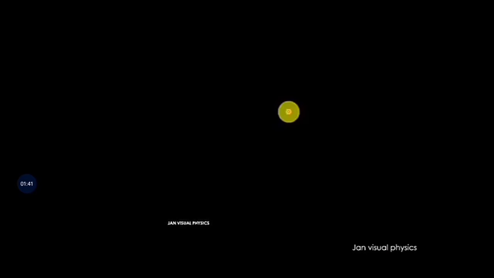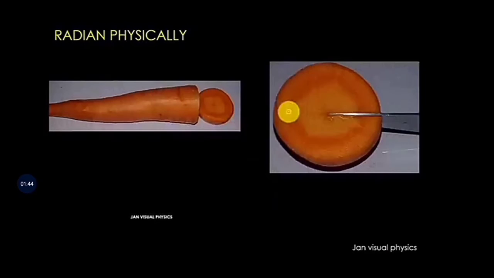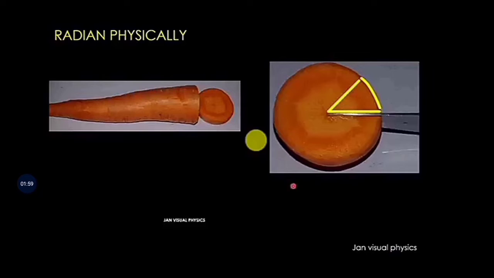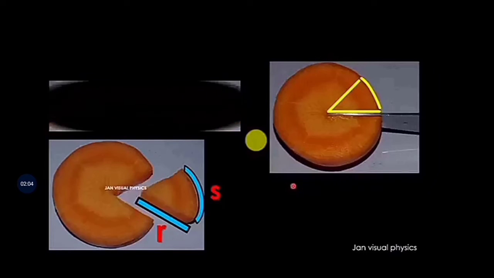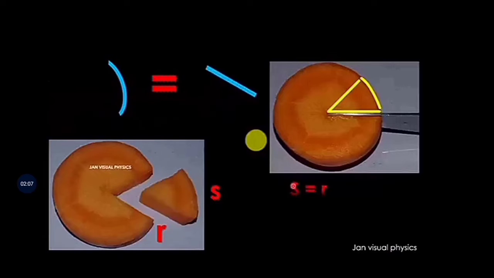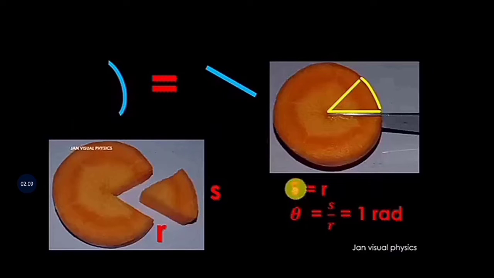Now we see a sector of 1 radian practically. First we slice a carrot, then we find the radius of the slice. Now we take an arc on the circumference of the object which is equal to the radius of the object. So we get a sector like this. The arc of this sector is equal to the radius of the circle. If we put S equals r in this relation, we get theta is equal to 1 radian. So in this way we can get a sector of 1 radian.